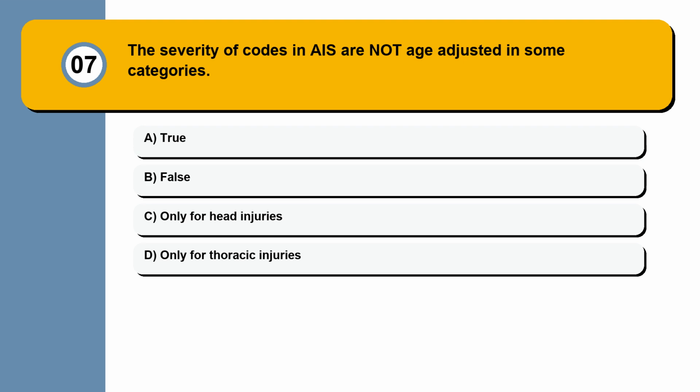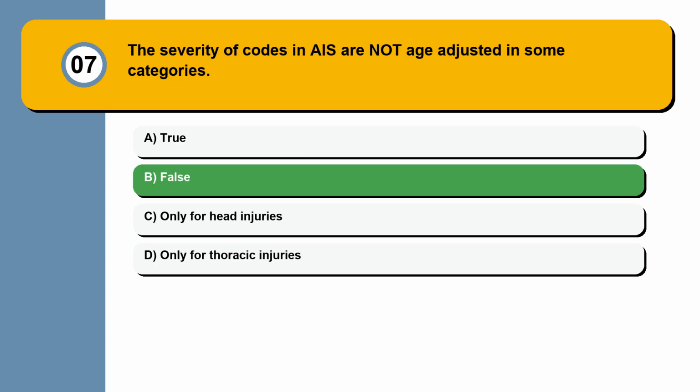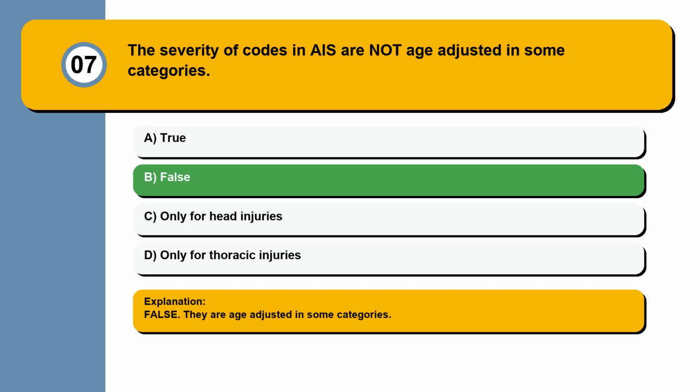Question 7. The severity of codes in ACE are not age-adjusted in some categories. True, false, only for head injuries, only for thoracic injuries. False. They are age-adjusted in some categories.